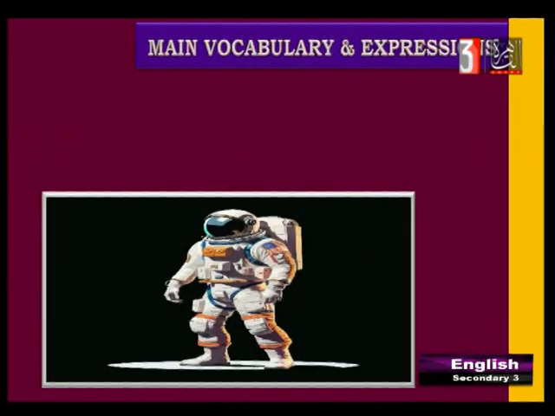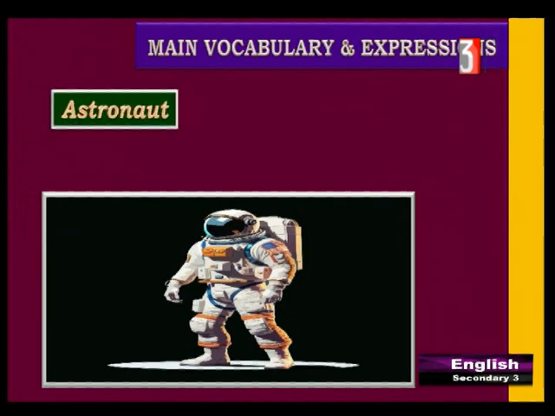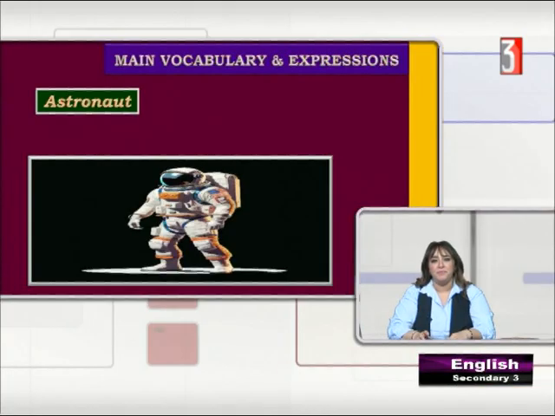So the first vocab here we have is, can you see this photo? What is this photo? It's an astronaut. As we know, Year 12, that we have parts of speech. How do we know the parts of speech? The parts of speech are noun, verb, adjective, and adverb. So you have to know whether this vocab is a noun, a verb, an adjective, or an adverb.